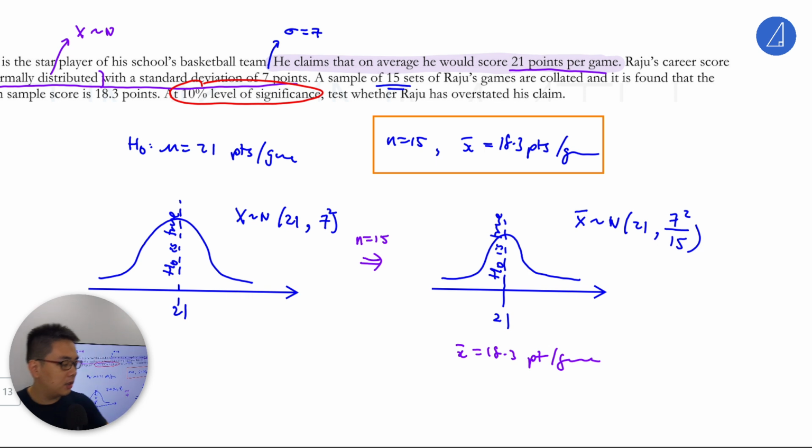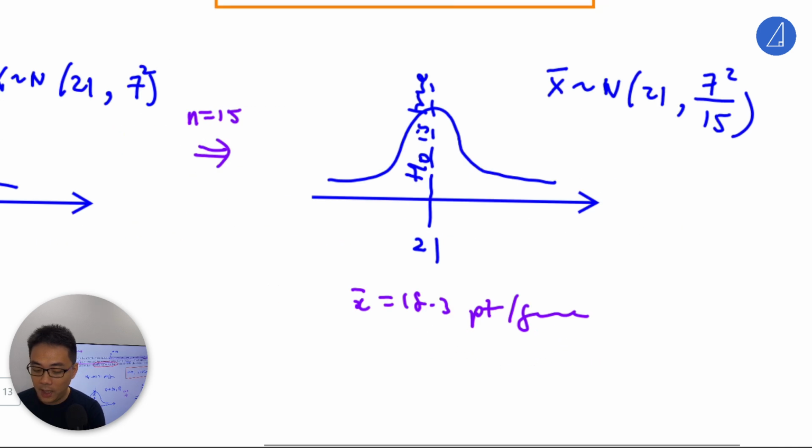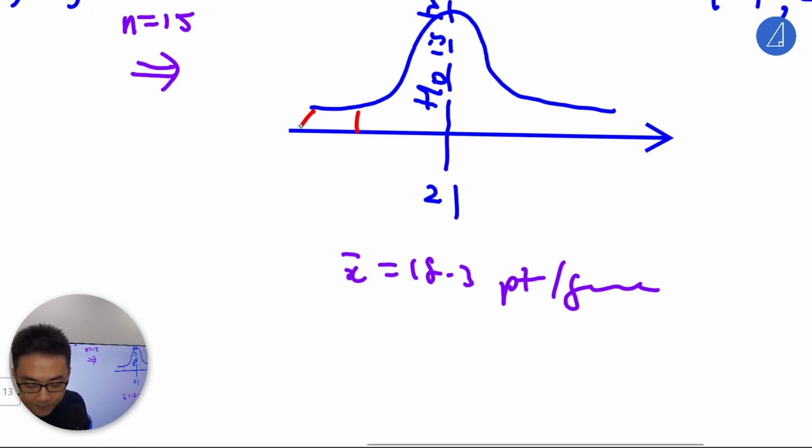Where this is your tolerance level. The layman term is basically the tolerance level. You're able to take 10% of the BS from him. So anyway, this 10% will be here.